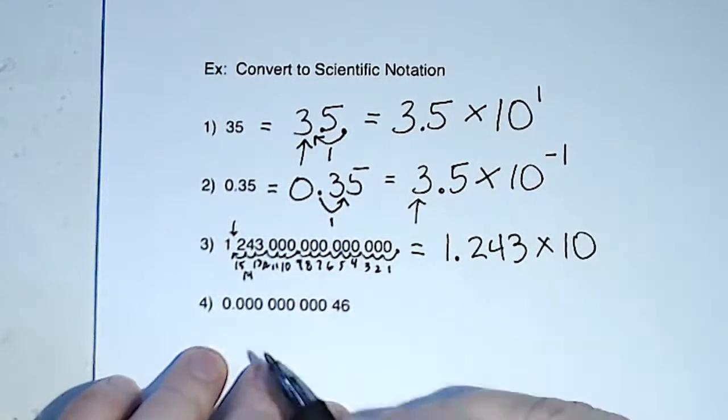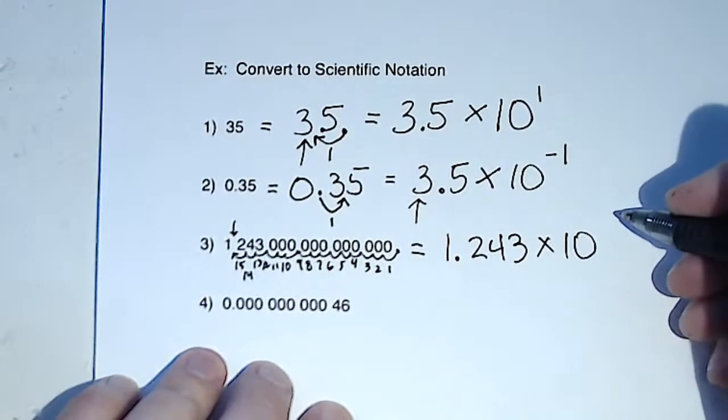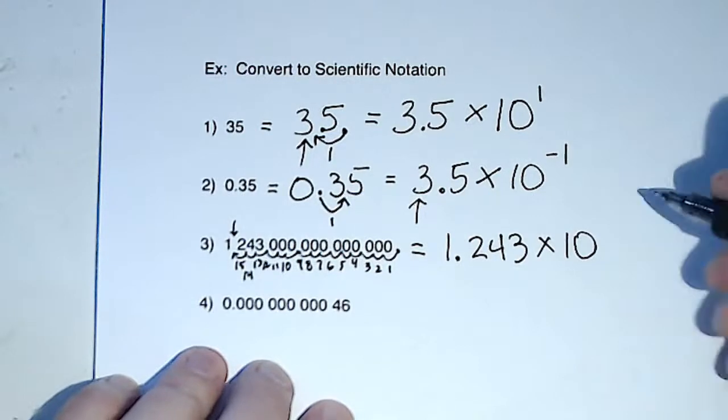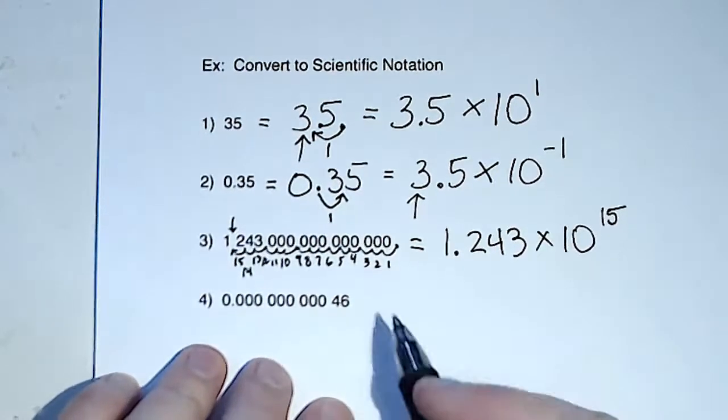This was a very large number, so it's going to be 10 to a positive exponent. And what's the exponent going to be? You're right. It's 15. Woohoo. You guys are brilliant. I'm going to do the same thing over here.